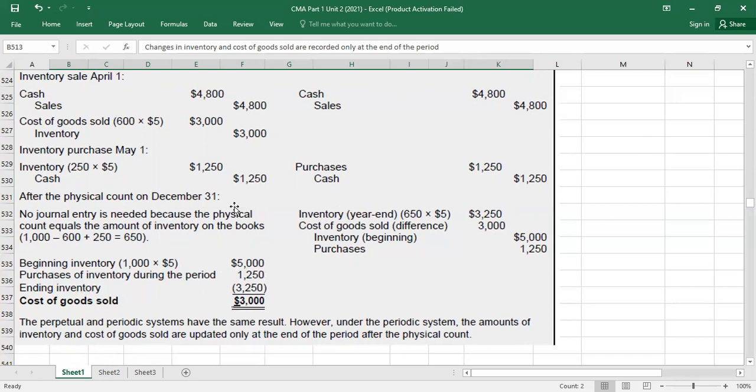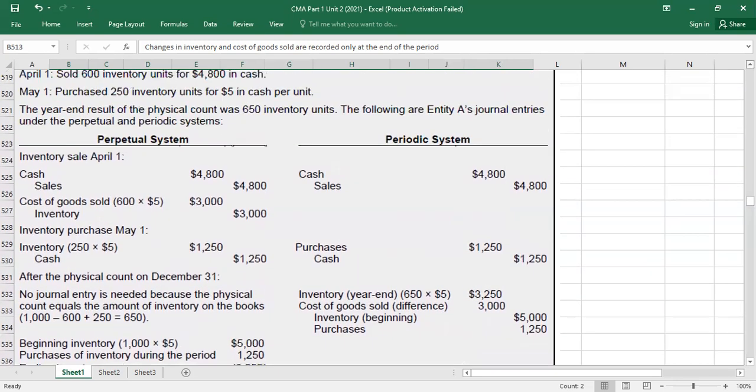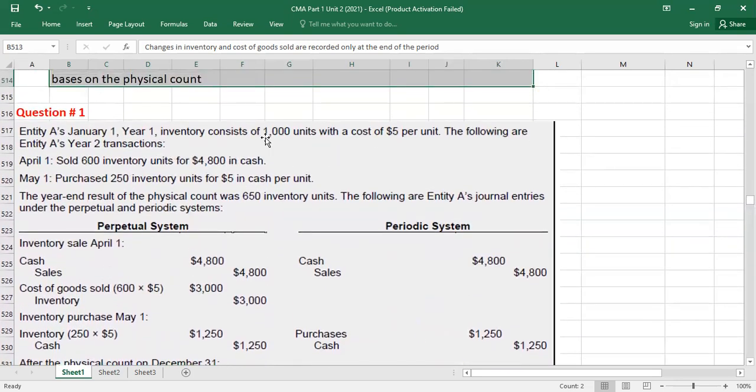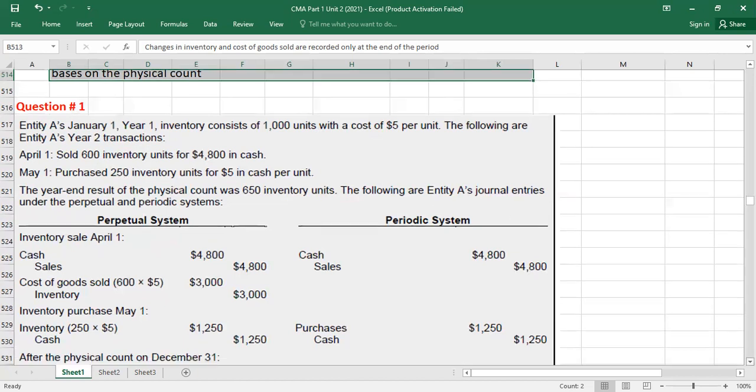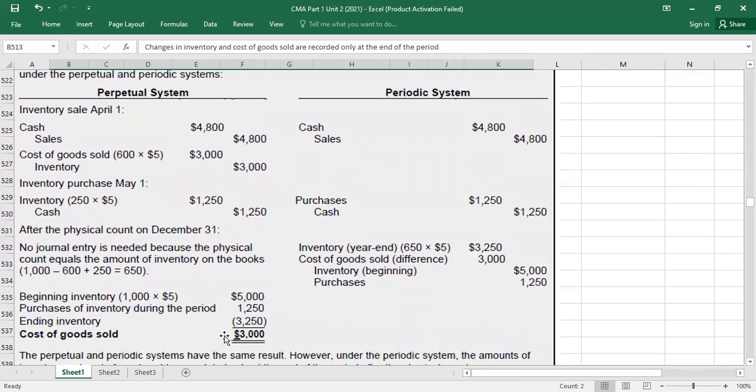Otherwise, if you go to the question, from the question you can also calculate, because here you have opening units of 1000 and you sold 600. So how much unsold? 400. So 400 times 5 will give you 2000, plus you have here purchases of 250, which is also unsold. So it means 2000 plus the cost of these purchases, which is 1250. If you add 2000 plus 1250, it will give you 3250 as the value of ending inventory.